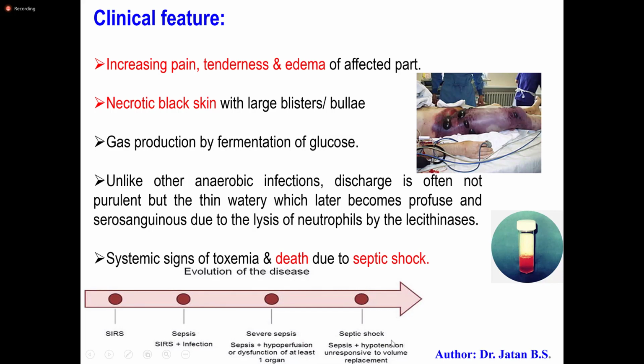Okay. So did you understand what septic shock is? There is severe sepsis along with hypotension, and even if you are providing lots of fluid, the body of the patient is not responding. Okay. Unresponsive to volume replacement, that is called septic shock. It is the severe form of infection. Okay. Did you understand, all of you?